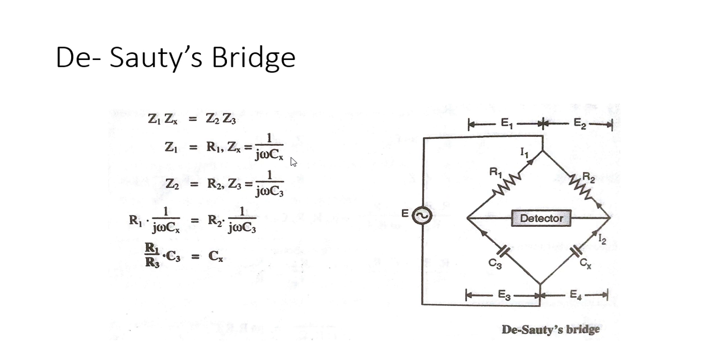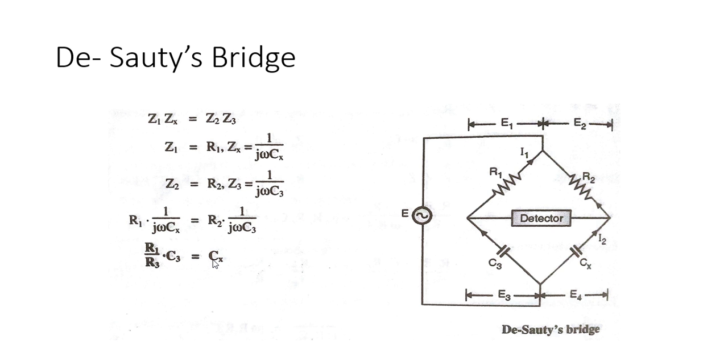Now if you put all these values into this balanced bridge equation, you will get R1 into 1 upon j omega Cx is equal to R2 into 1 upon j omega C3. So if you remove the common part and equate, you will get an equation like this: R1 upon R3 into C3 is equal to Cx.